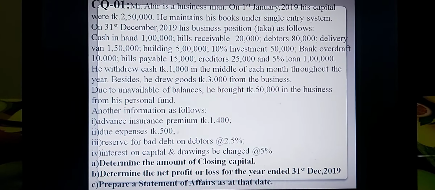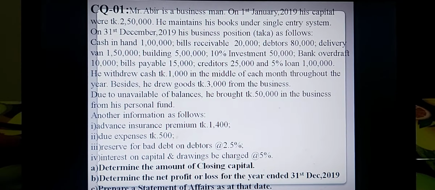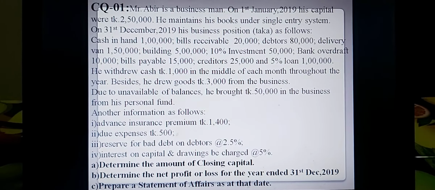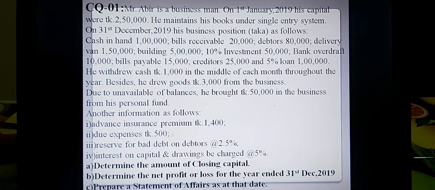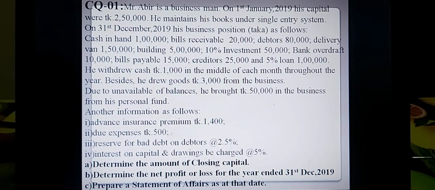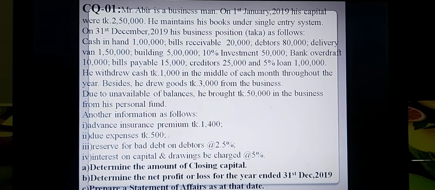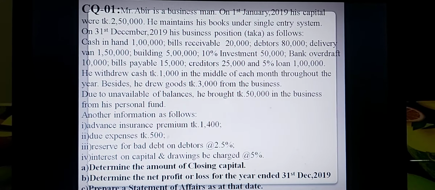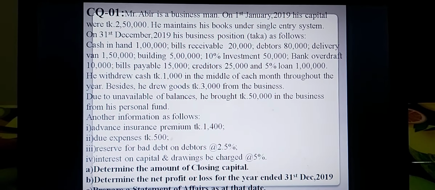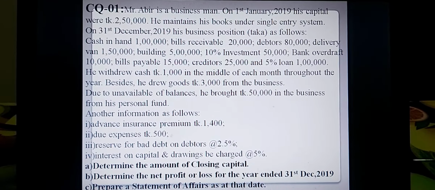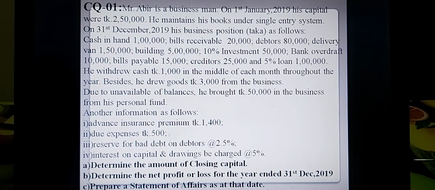On 31st December 2019, his business position taka as follows: cash in hand 1 lakh, bills receivable 20,000, debtors, that is accounts receivable 80,000, delivery van 1,50,000, building 5 lakh, 10% investment 50,000, bank overdraft 10,000, bills payable 15,000, creditors 25,000, 5% loan 1 lakh.